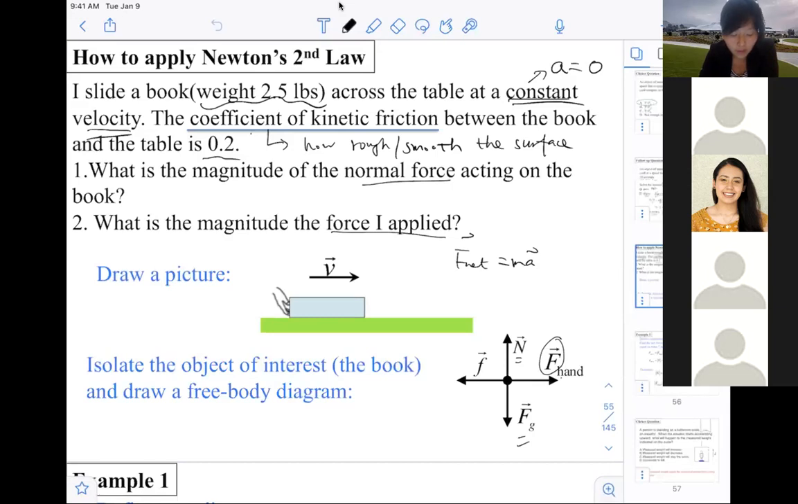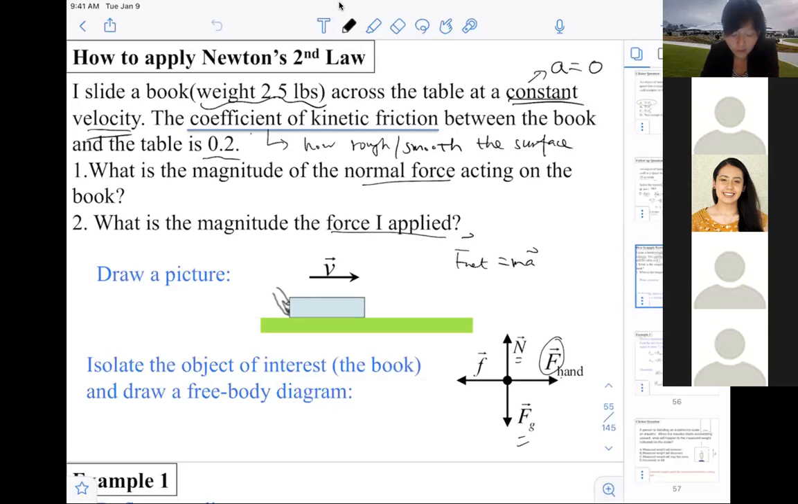For example, for this particular question, you're sliding a book across a table at a constant velocity. What we can do is solve for the normal force. But in terms of what is the magnitude of the force your hand applies, we do need to wait until we expand more on the details of friction to be able to solve it. But first, let's take a look at how to draw the free body diagram for this situation.